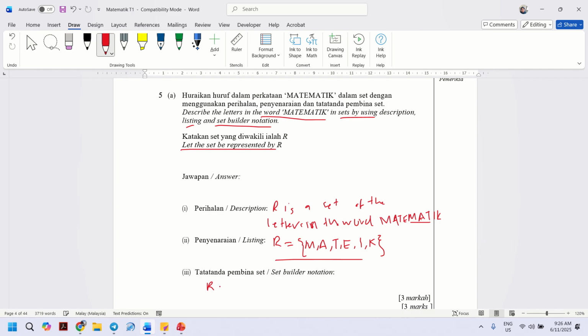So R equals, open bracket, x such that x is a letter of the word mathematics. That's it. Not mathematics like English mathematics, just mathematics. Please follow the question: x is a letter of the word mathematics.